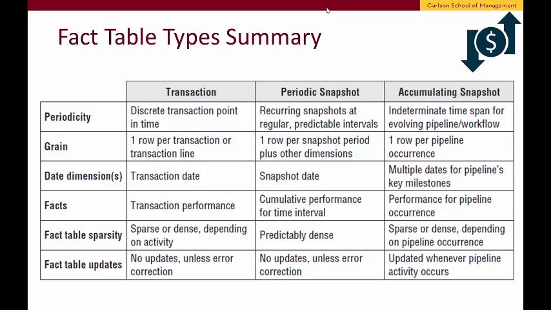Finally, both transactional and periodic snapshot tables are updated once only, whereas accumulating snapshots are updated multiple times whenever a particular pipeline event occurs.